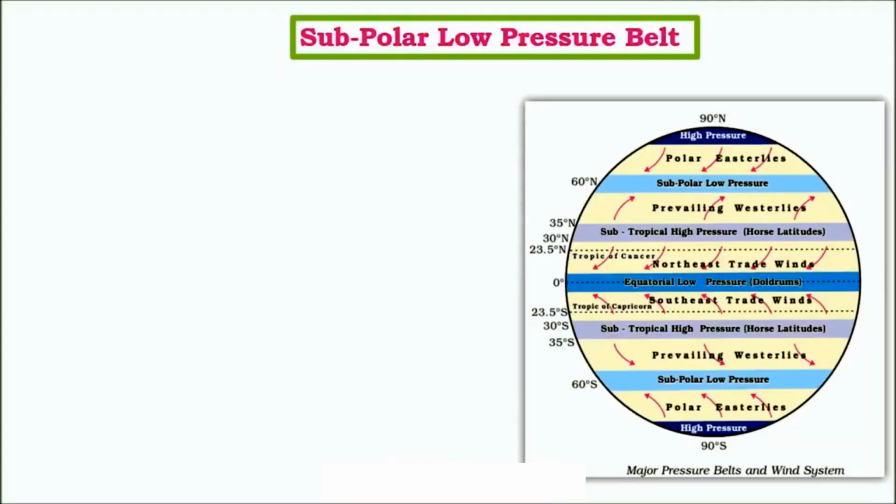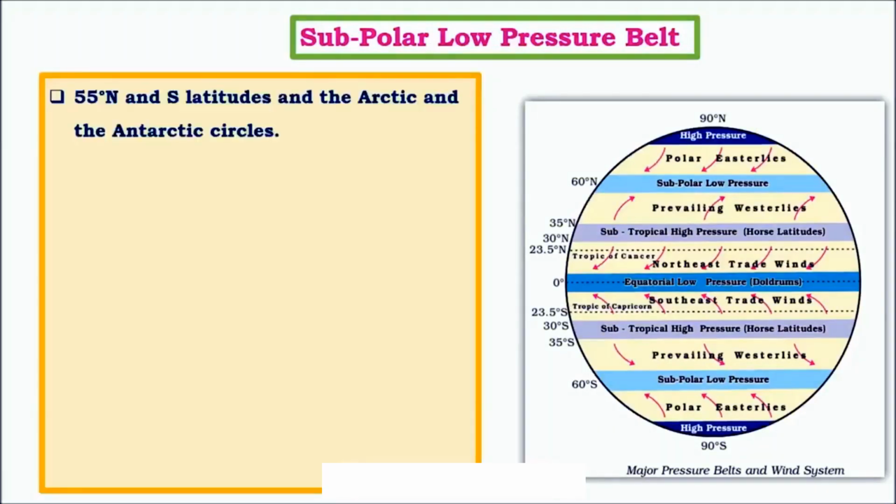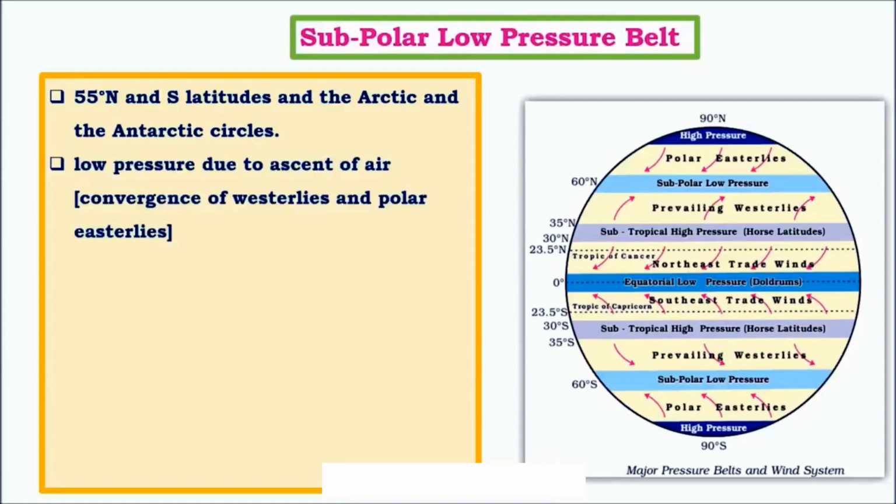And the next important one is subpolar low pressure belt. This is very important, and the formation of this belt is mainly dependent on dynamic factors like Coriolis force and pressure differences. It doesn't depend on temperature. It occurs along 55 to 65 degrees north and south latitudes.